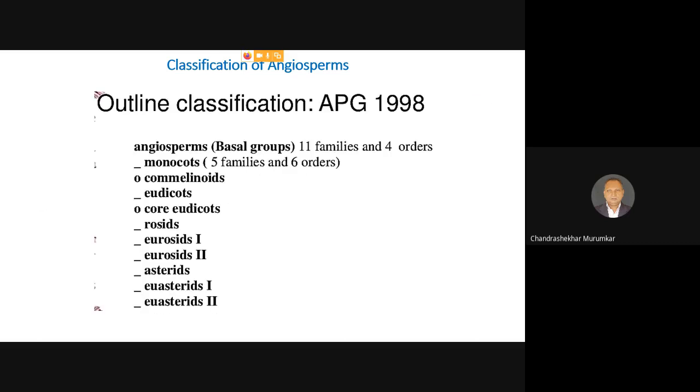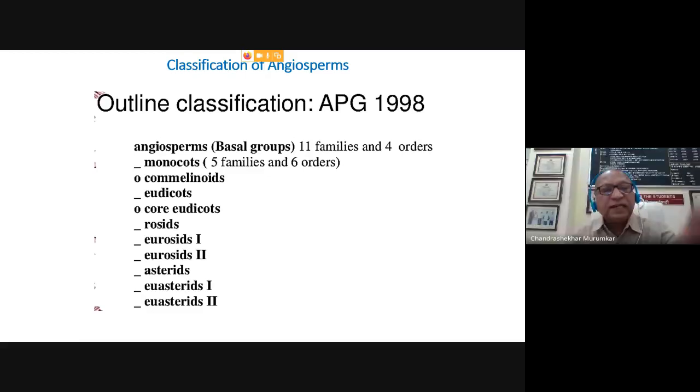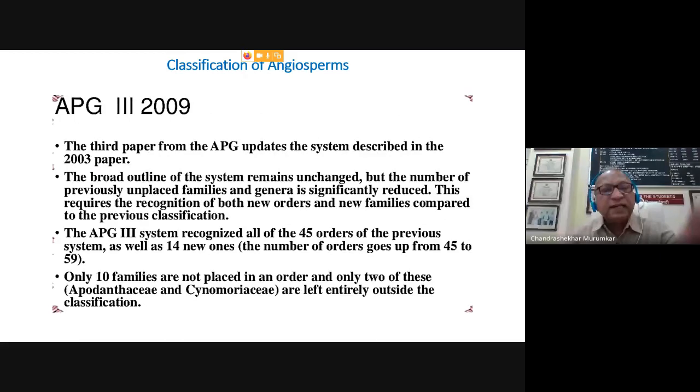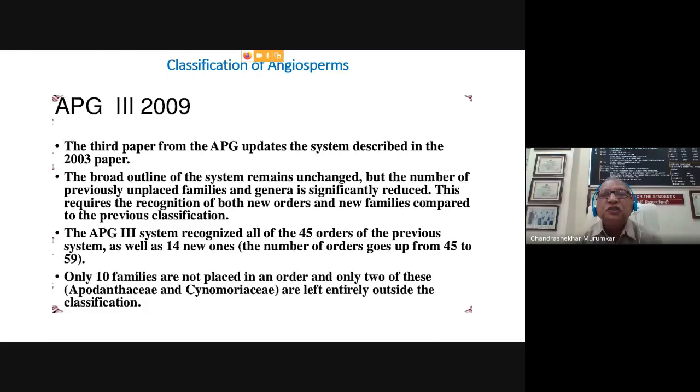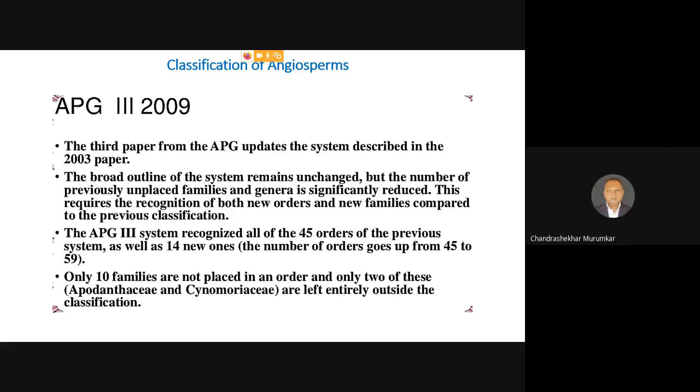Now, this was the outline of classification. Earlier I mentioned angiosperms, monocots, commelinids; these are the traits. So rosids and asterids. Now, what has been proposed in APG 3? The third paper from the APG updates the system described in the 2003 paper. Remember, this was not written by one author, but by more than nine authors. The broad outline of the system remains almost unchanged, but the number of previously unplaced families, that is bracketed families, and genera is significantly reduced.